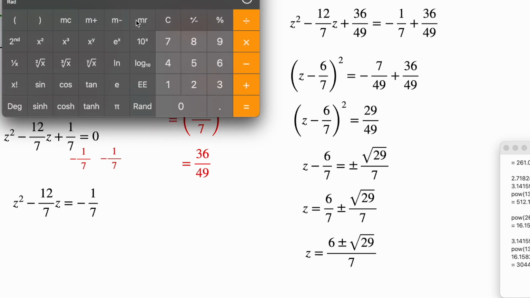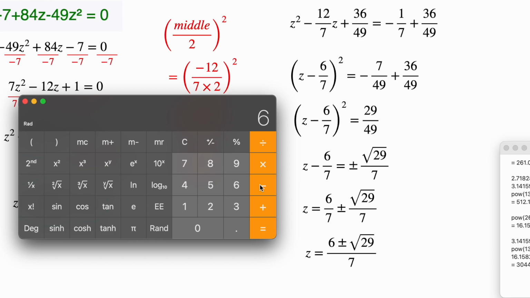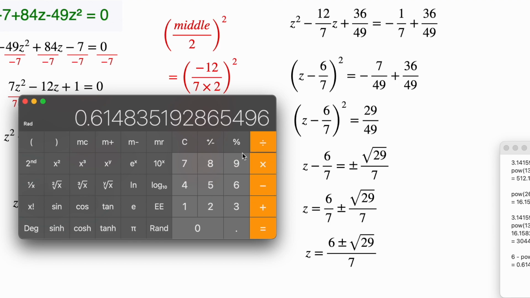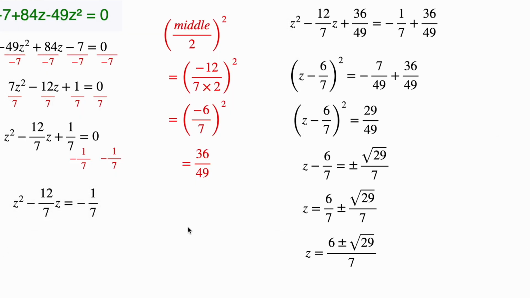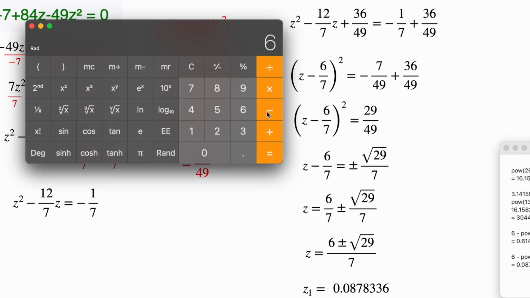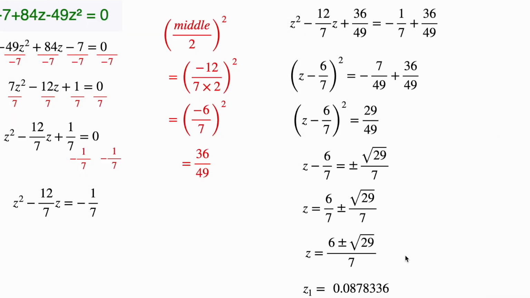We can plug that into a calculator. 6 take away the square root of 29 is equal to, divide that by 7, and that gives us 0.878, which is our first z, so I call it z1. We can also get 6 plus the square root of 29, divided by 7, which is 1.6264521. This is our solution set using completing the square.